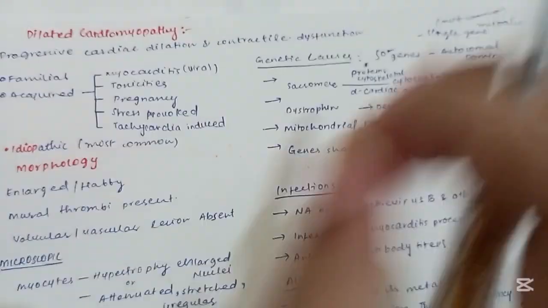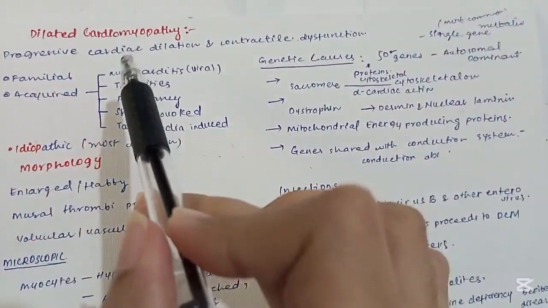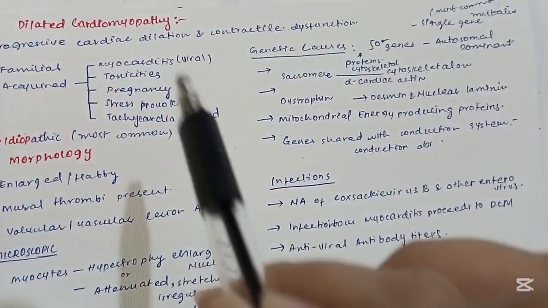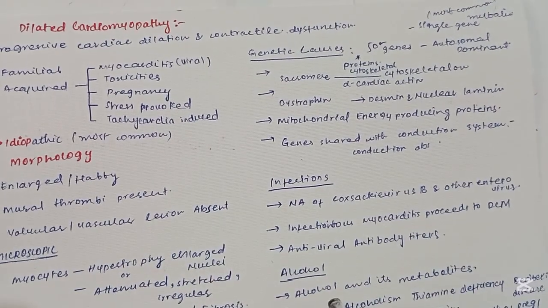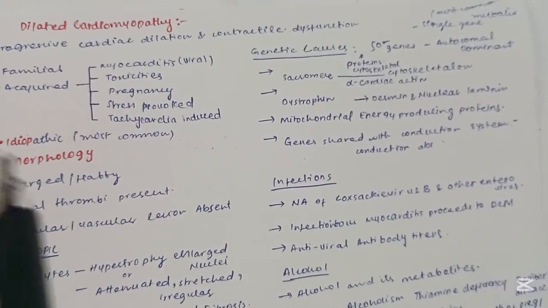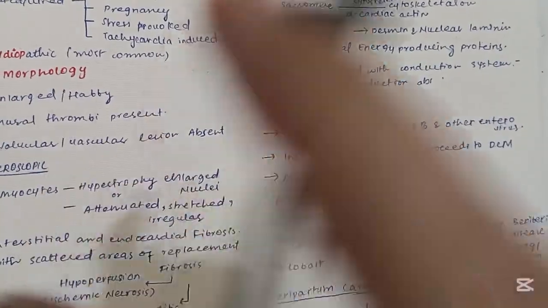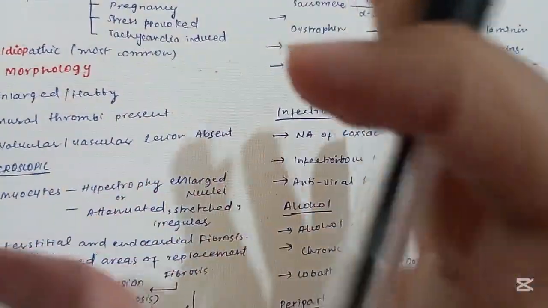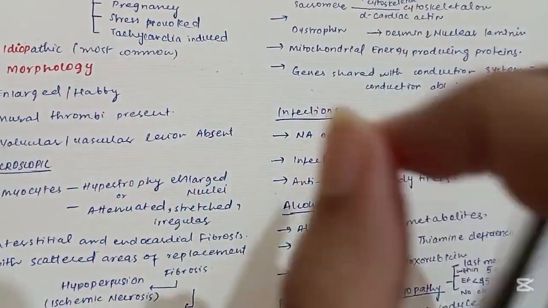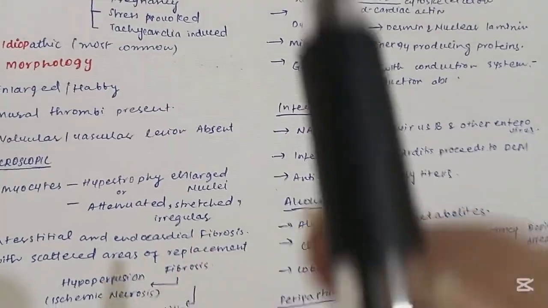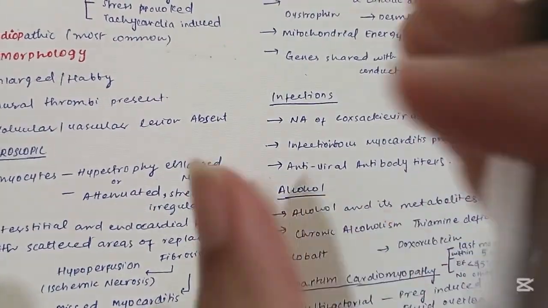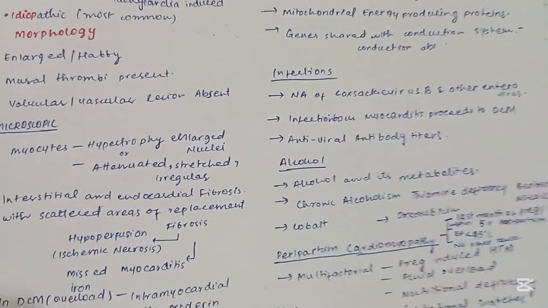Most commonly, it is idiopathic. There are familial causes and acquired causes. We will discuss them a little bit later, but first, let's discuss the morphology. On gross inspection, you will see an enlarged heart, and there are mural thrombi present, while valvular and vascular lesions are most commonly absent.